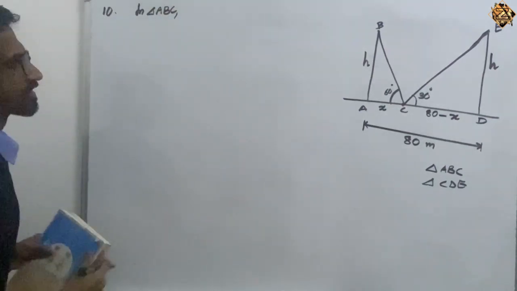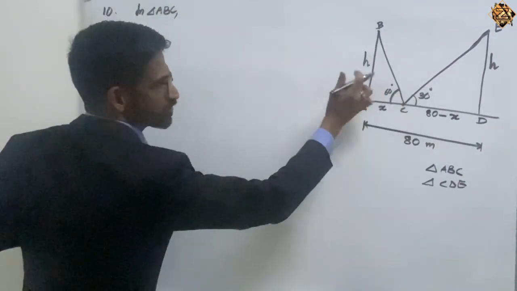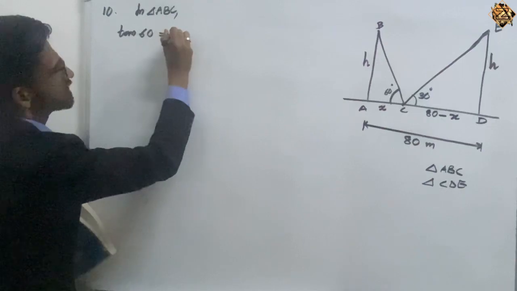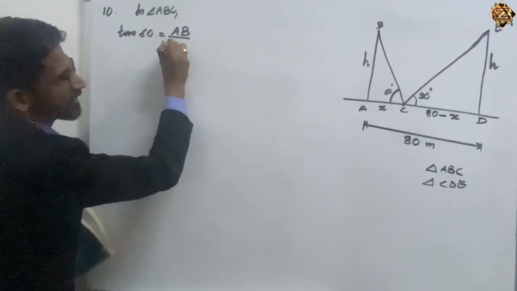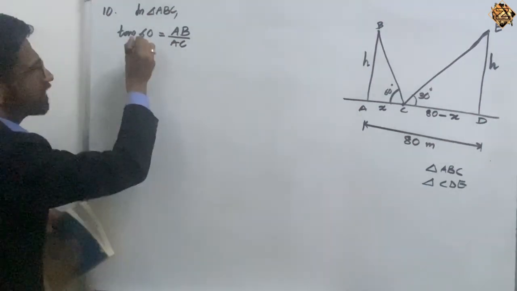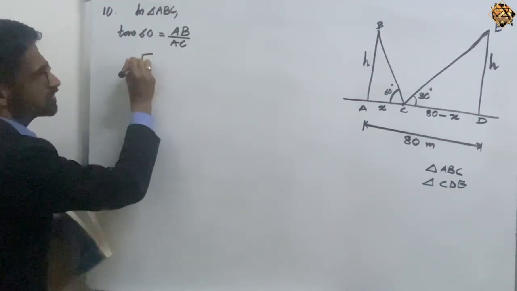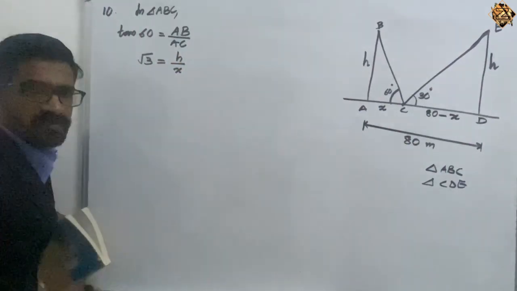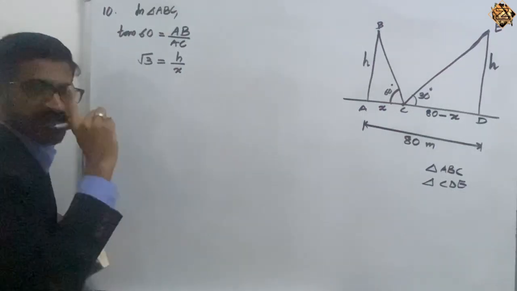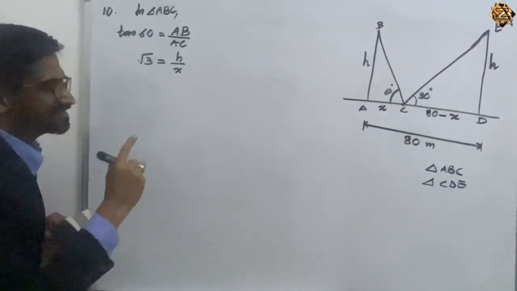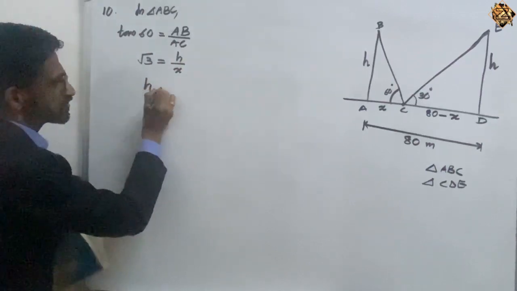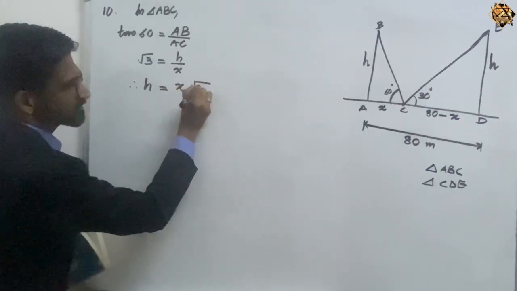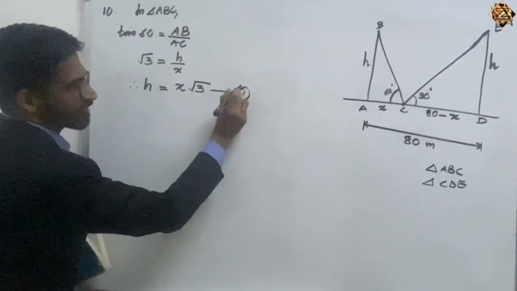In triangle ABC, we can take tan 60, isn't it? Tan is opposite by adjacent. So tan 60 equal to opposite, that is AB by AC. We know the value of tan 60, it is root 3, equal to AB, which is height h, by x. The common side in both the triangles is h, so we have to make an equation using h, isn't it? So for that we will keep h alone here. Therefore h equal to x root 3. That is equation 1.